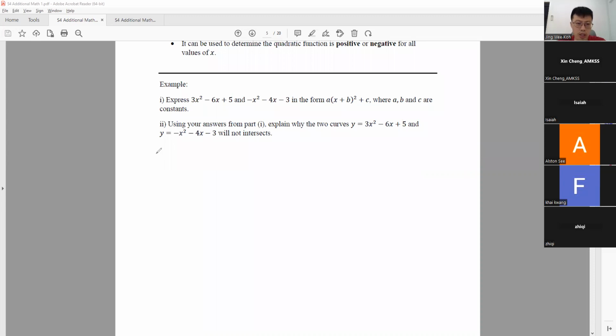First thing, part 1: express this in this form. This form is what we call the completing the square form. I will show you today, if you really don't know how to complete the square, how we can do it in another way. First thing first, factorize 3, because I need the coefficient of x squared to be 1.